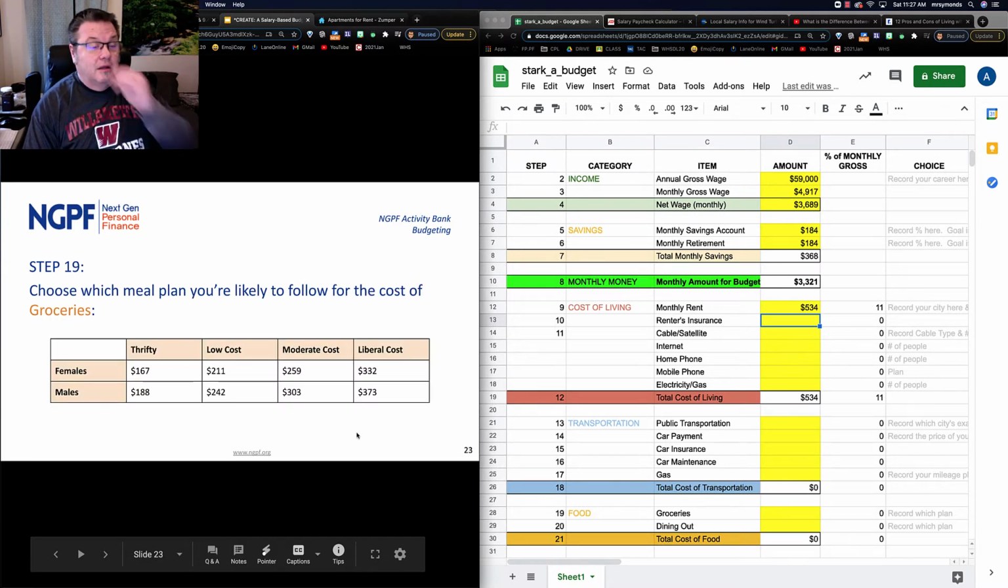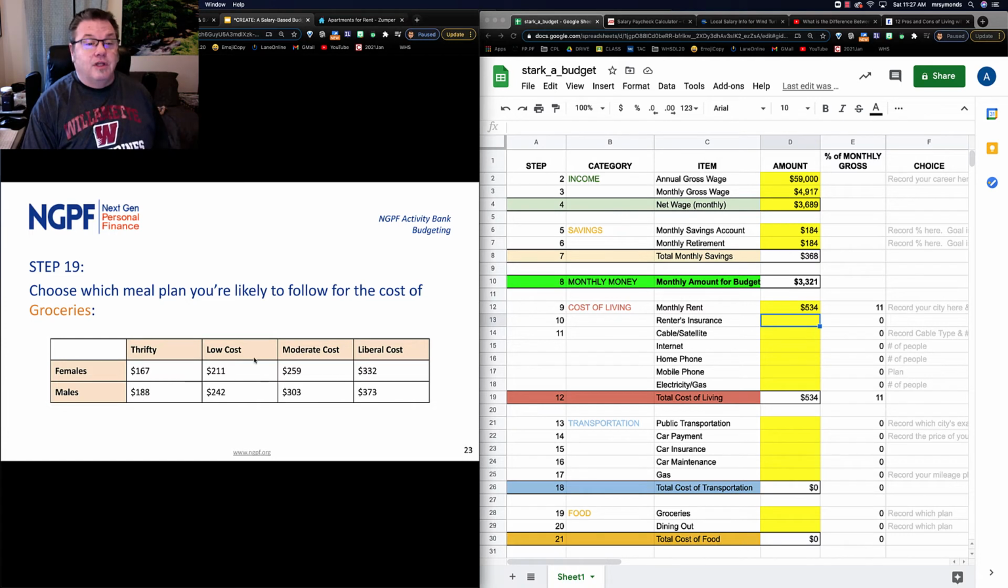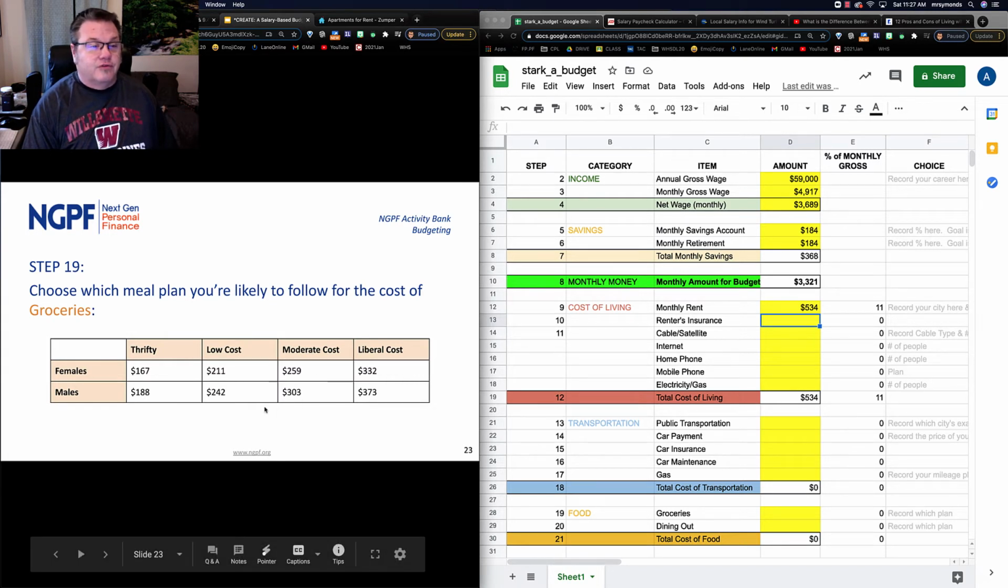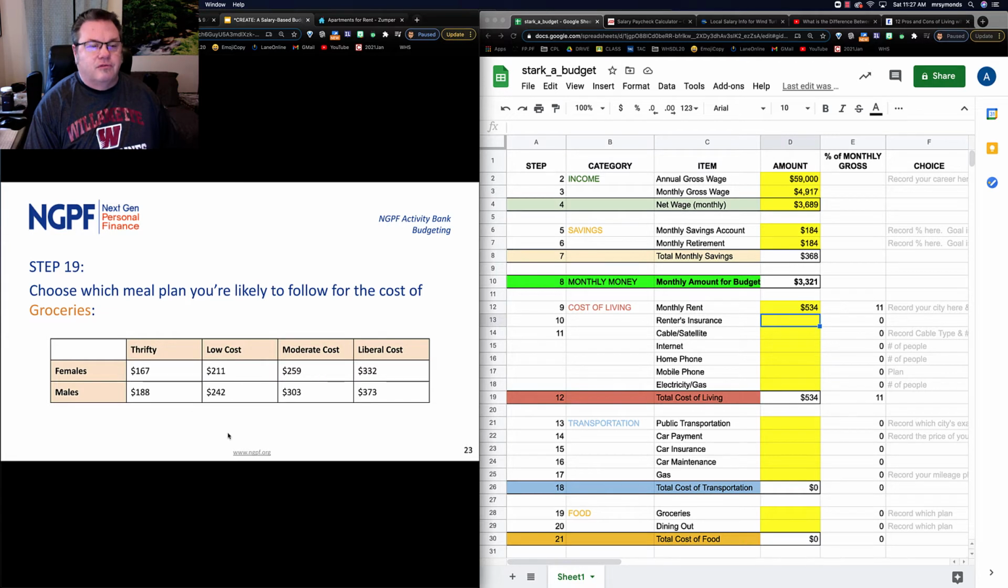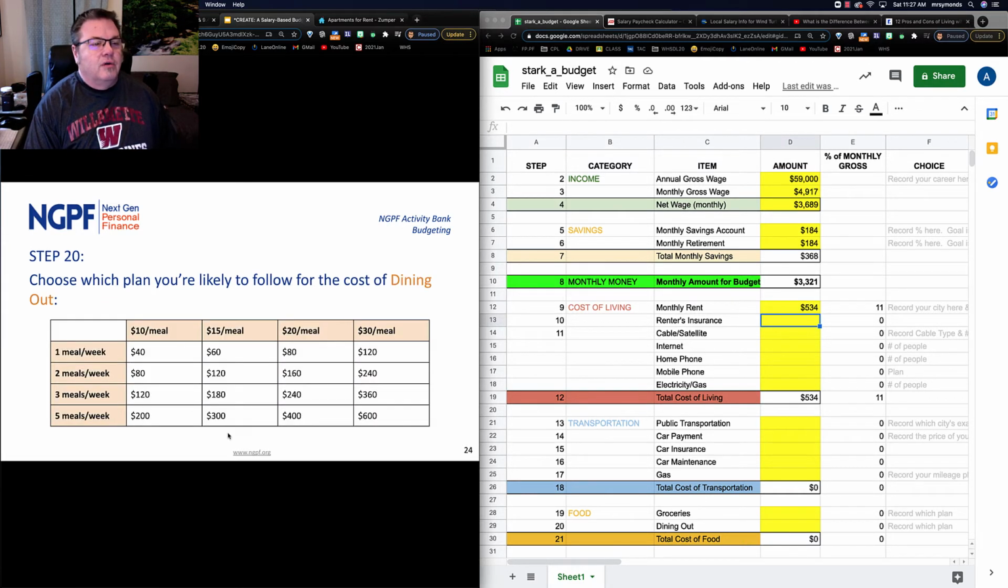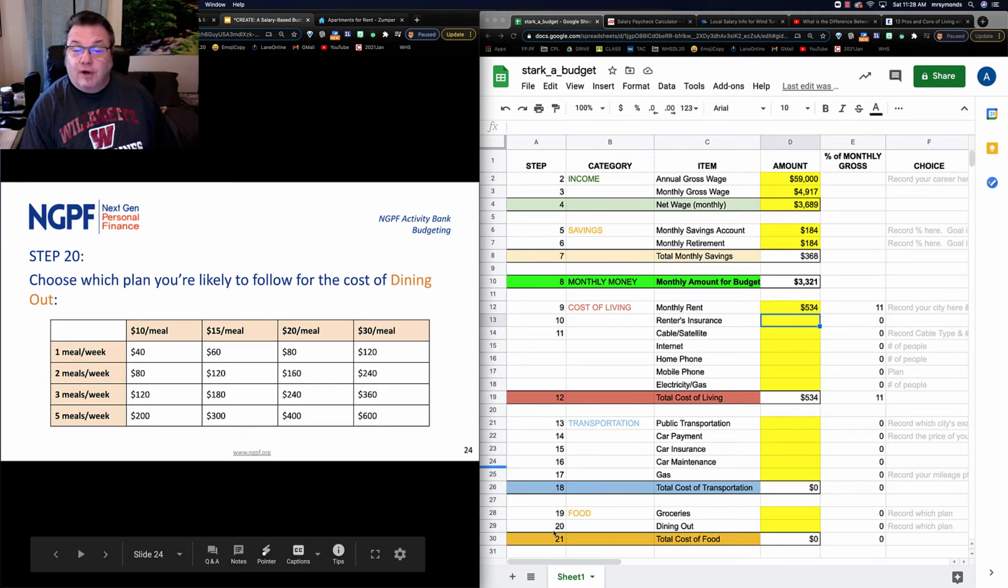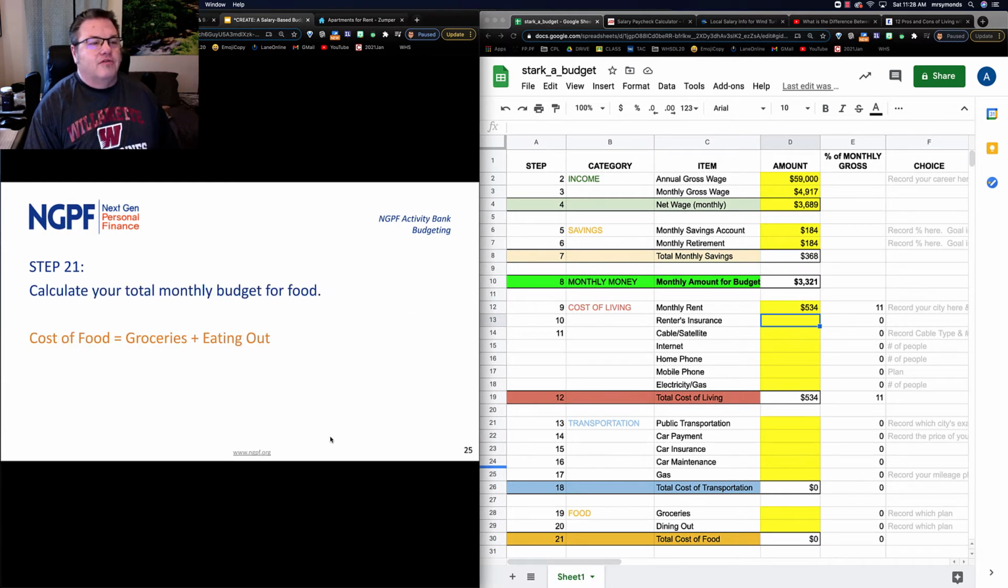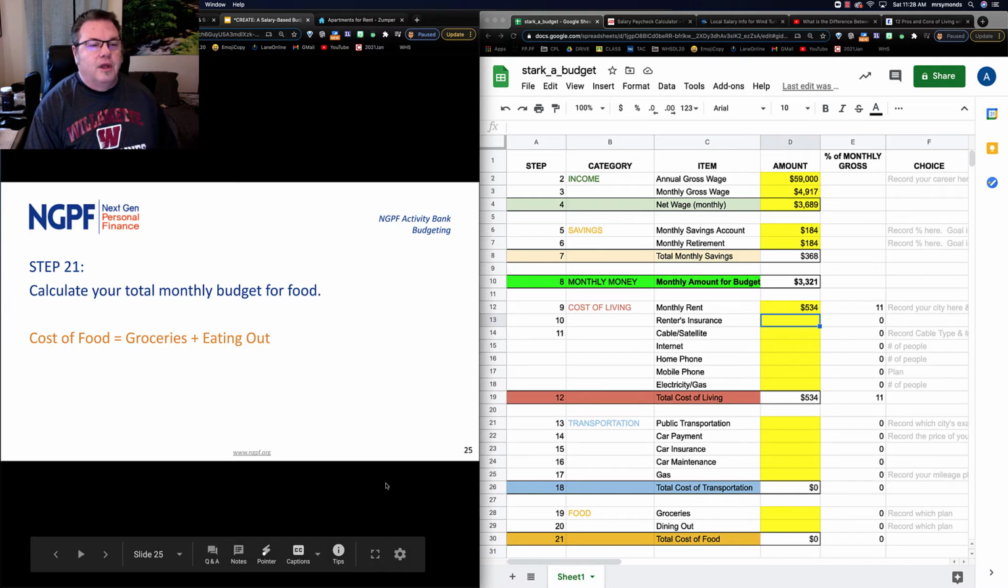Meal plan, right? Thrifty, low cost, moderate cost, liberal cost. These come from the FDA. There's an actual statistic that gives us these numbers here. Females and males, right? A little different. Males eat a little bit more. It's just natural, right? Are you going to eat out? We're now on step 20, dining out, right? Step 21, that'll calculate your total cost of food.